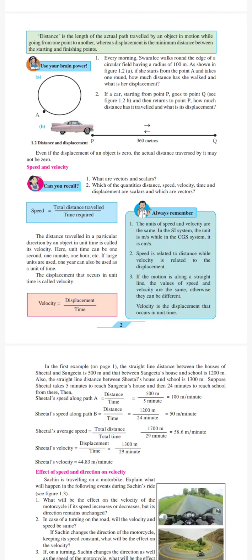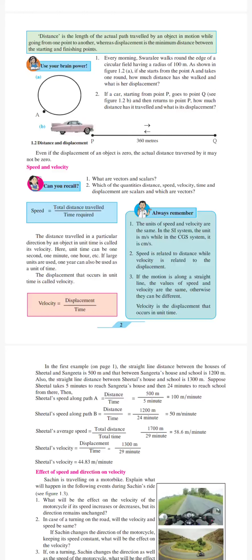Just see the second question. Which of the quantities distance, speed, velocity, time, displacement are scalar and which are vector? As I already told you, in the case of scalar, only the magnitude. Magnitude means a length. Distance and displacement are coming in the scalar quantity. But speed and velocity, you can't say they are scalar. It is moving as well as direction. Magnitude and direction also. So speed and velocity are vector quantities, but scalars are distance and displacement.